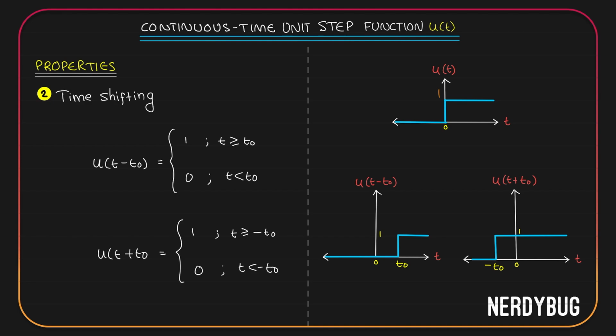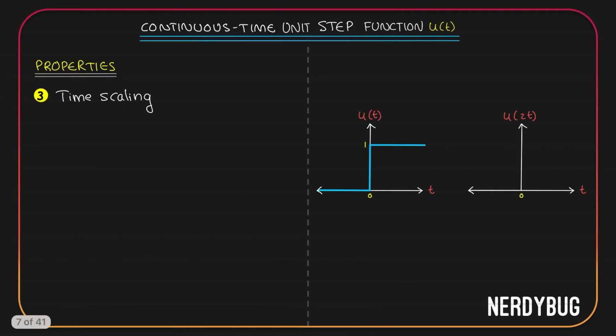Let's move on to the next property, which is time scaling. Let's take an example to understand this. So we know how u(t) is. Let's take u(2t).